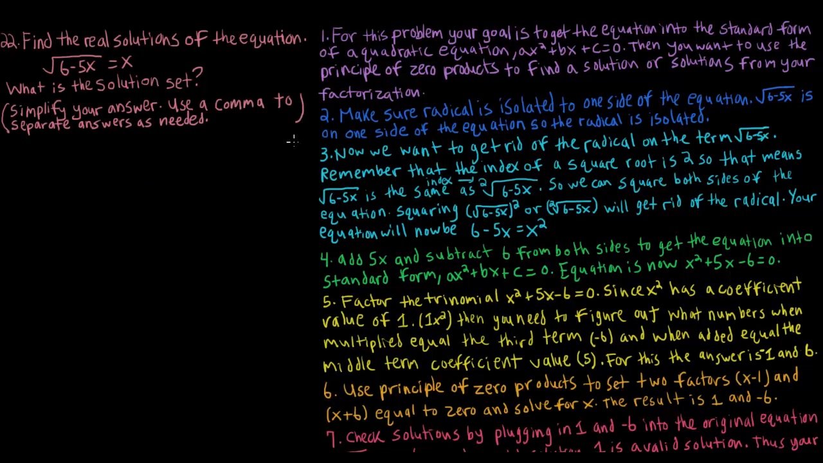Problem 22. Find the real solutions of the equation. The square root of 6 minus 5x equals x. What is the solution set? Simplify your answer. Use a comma to separate answers as needed.